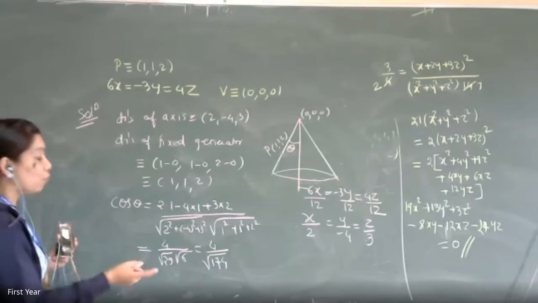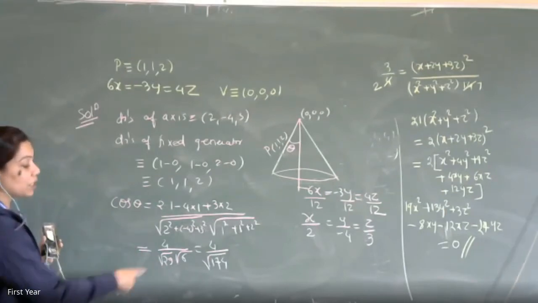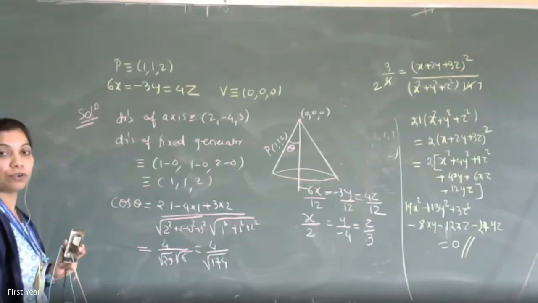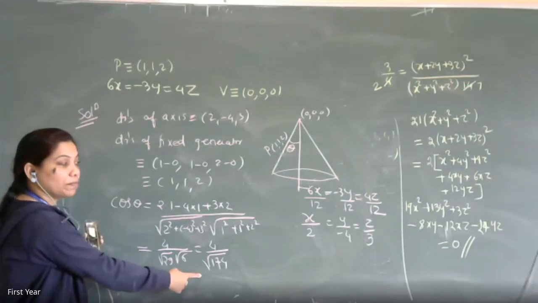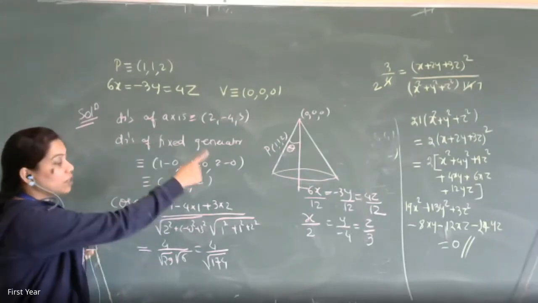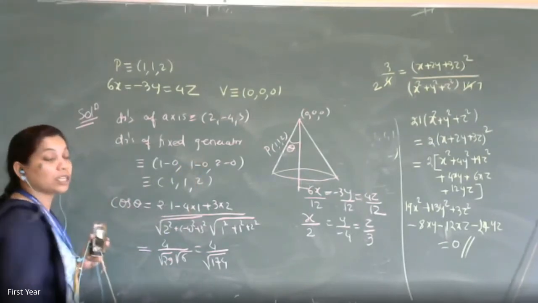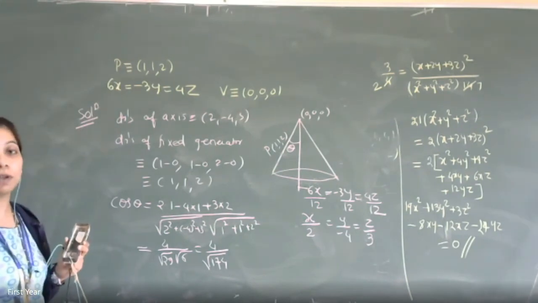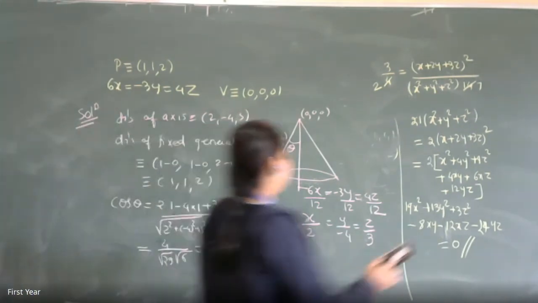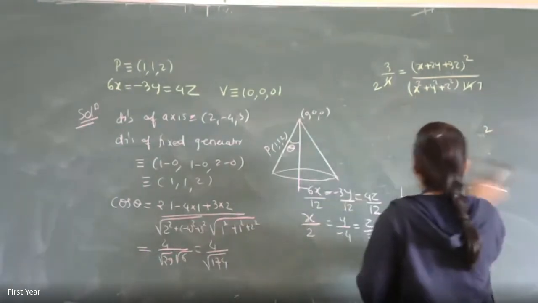I'll keep it this way only because when we are going to find the equation of cone, this root 29 will appear once again and it will get cancelled. Is it okay? So in MCQs, this will be asked for 2 marks definitely. What is the angle theta if such type of equation is there? So what is the answer? 4 upon root 174 or 2 upon root 29 root 6 will be there in the option.